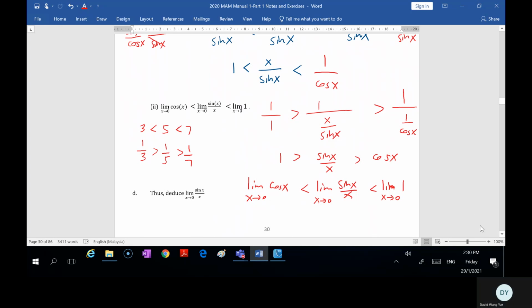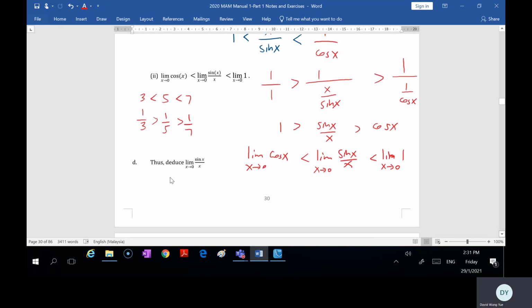Okay, now we know that the limit of cosine x as x goes to 0 is equal to 1. Okay, this is established in the first part of our investigation. The limit of 1 is always equal to 1 because it's a constant function. Okay, limit of 1 doesn't change, it's just 1. Now, sin x over x is in between these two. If the limit of cosine x is 1, and this one also approaches 1, then this one has no other way to go. It has to be equal to 1.